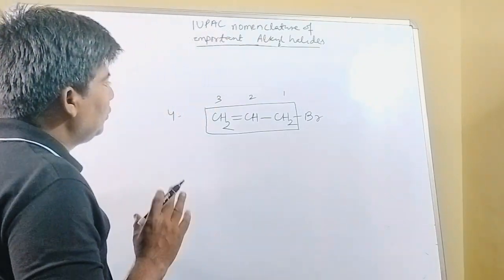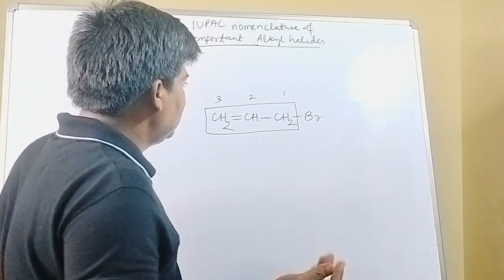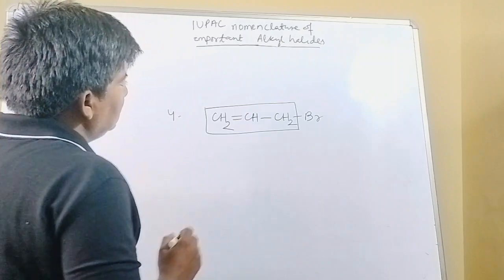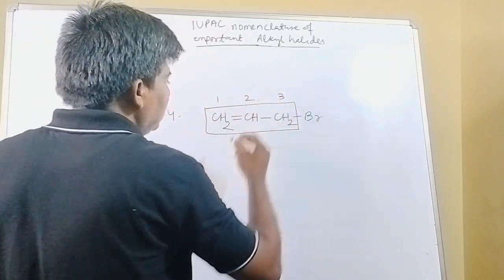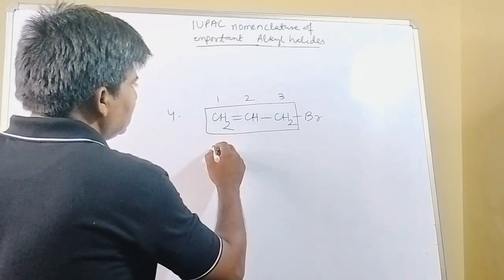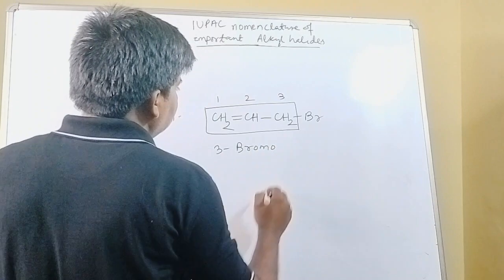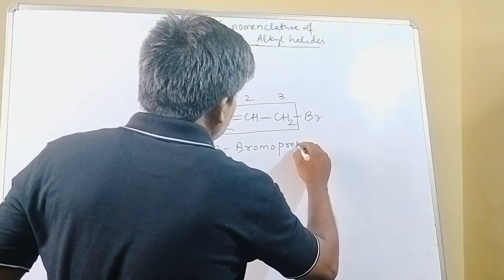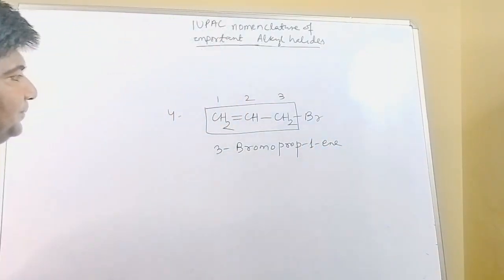But according to the rule, the double bond should be given higher priority over the halogen. That's why we should change the numbering. So it should be 1, 2, 3. So it is 3-bromoprop-1-ene.